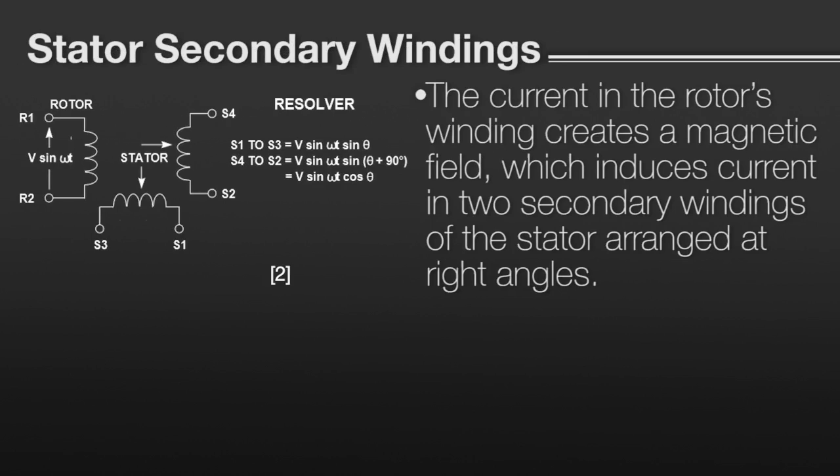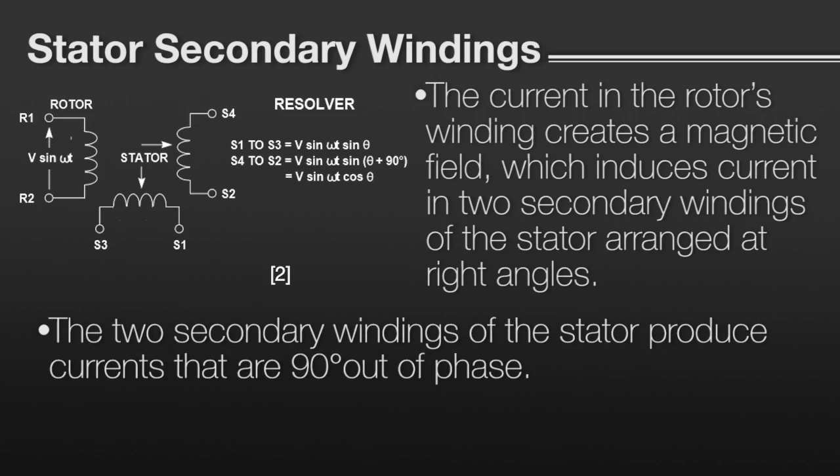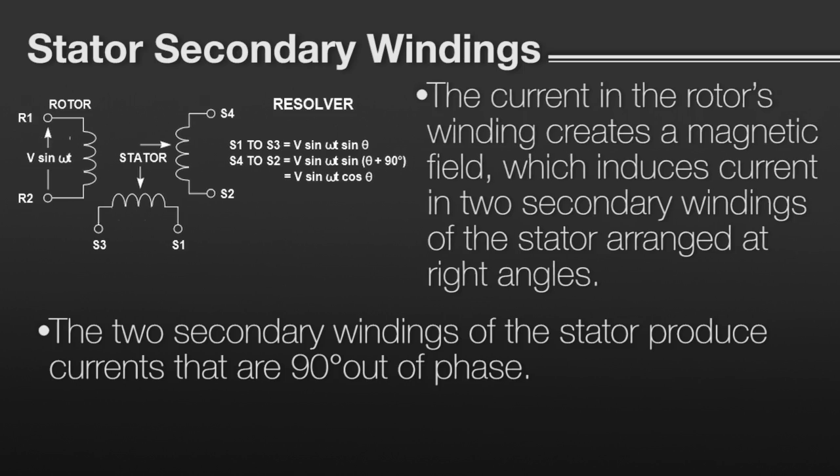Again, by electromagnetic induction, current is induced in the secondary windings of the stator, which are fixed at right angles to each other. Because of the orientation of the windings, the stator produces 2 alternating currents that are 90 degrees out of phase with each other, varying as the sine or cosine of the rotor angle. They are also sinusoidal in time, varying as the AC line voltage frequency. The stator windings repeat their spatial waveforms every full rotation of the rotor.